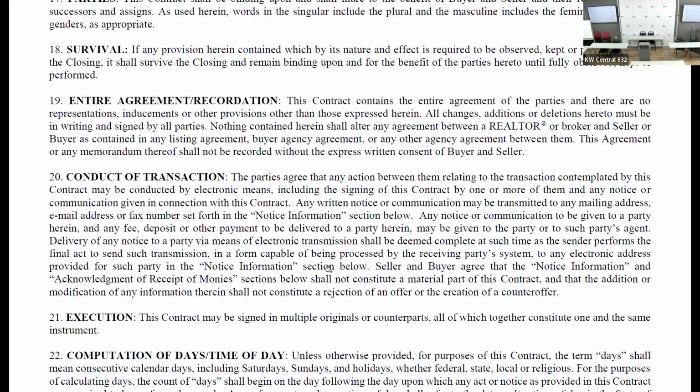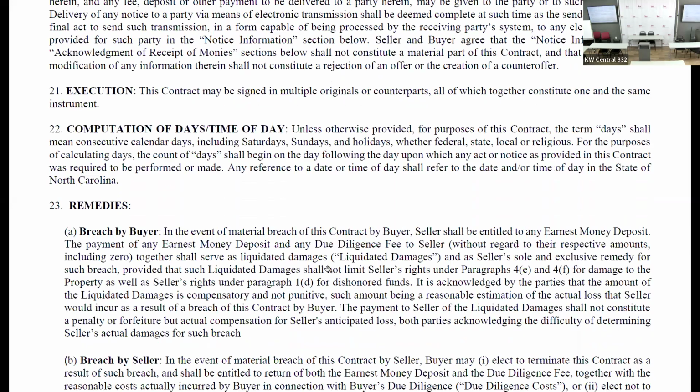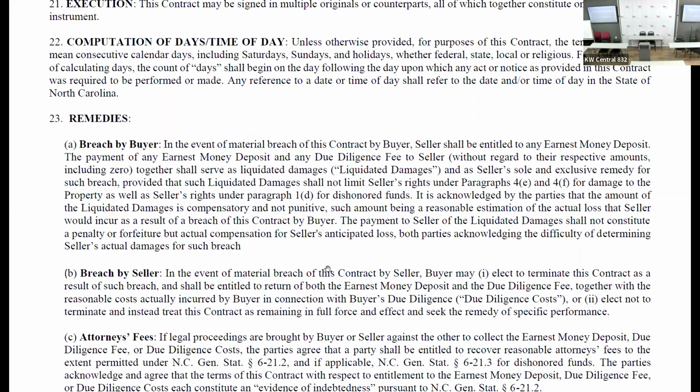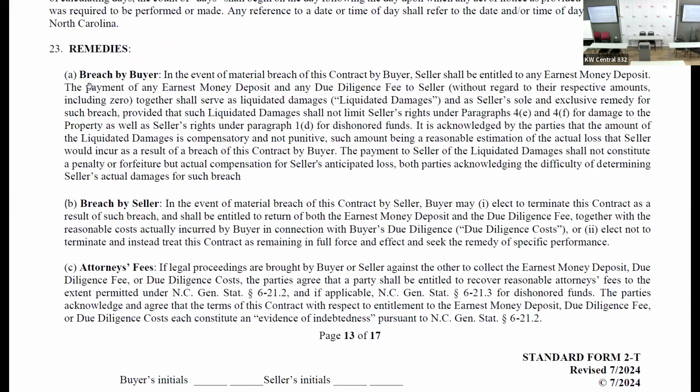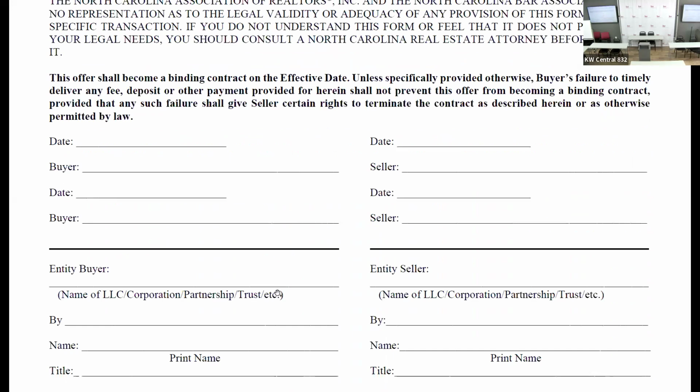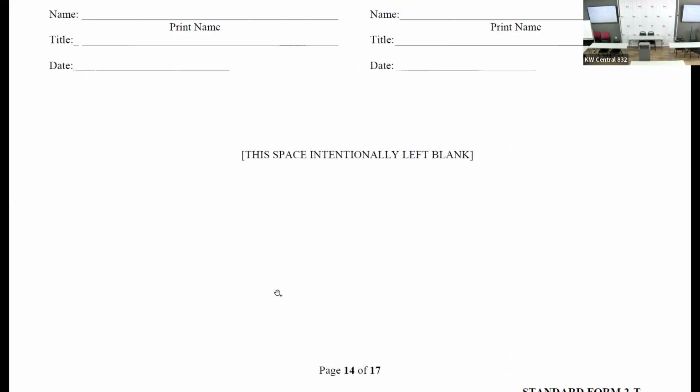And they even put in, on that line, as a part of this offer. I was like, look, time out. Yeah, we struggled last week. Number 23 are remedies of breach by the buyer and breach by the seller. Make sure that you read through those.